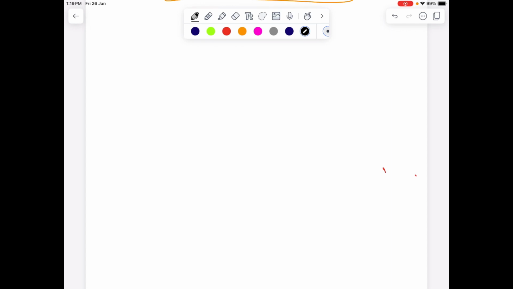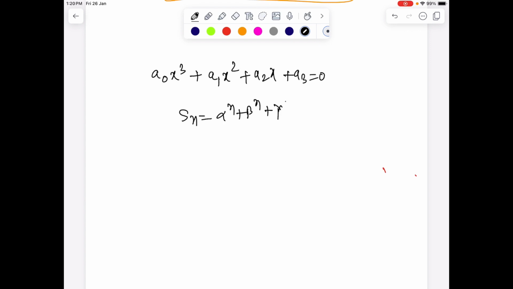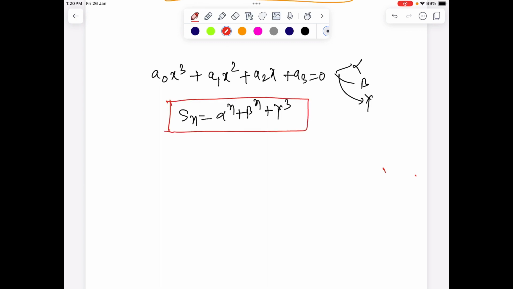Okay, so before we go further, let's understand what Newton's sum looks like for a cubic expression. A general cubic expression will be in this fashion: a0 x cubed plus a1 x squared plus a2 x plus a3 equals 0. Let's define Sn equals alpha to the power n plus beta to the power n plus gamma to the power n, where alpha, beta, gamma are the roots of this equation. They may be real or complex. So the Newton's sum is as follows. It relates the coefficients with powers of the roots.